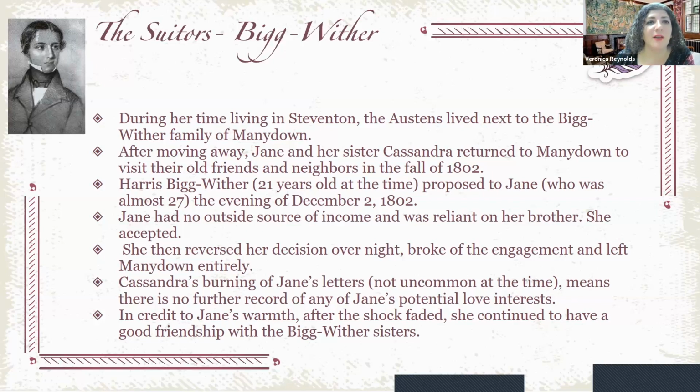Well, Cassandra's burning of the letters means we don't have a record of other potential love interests. What we do know is that she stayed friends with the Bigg-Wither sisters. She kept going to visit them. So apparently, even though they had this big dramatic meltdown, she was friendly and beloved enough that they said, come back and visit us anyway. I don't know how their brother felt about that, but Jane was still a welcome guest in their house.